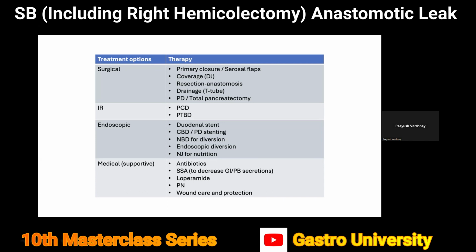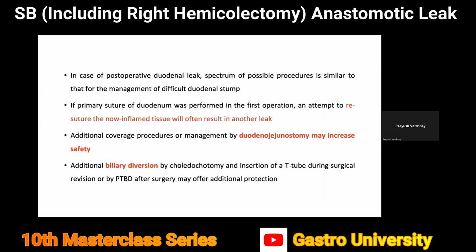Other supportive measures such as antibiotics, somatostatin analogs, loperamide, parenteral nutrition, wound care and protection are an important part of managing the duodenal leak. In case of a post-operative duodenal leak, the spectrum of possible procedures is almost similar to the management of a difficult duodenal stump.